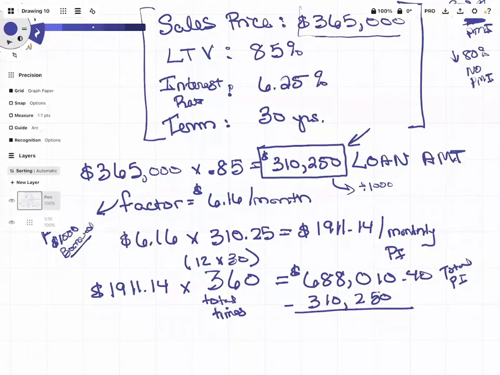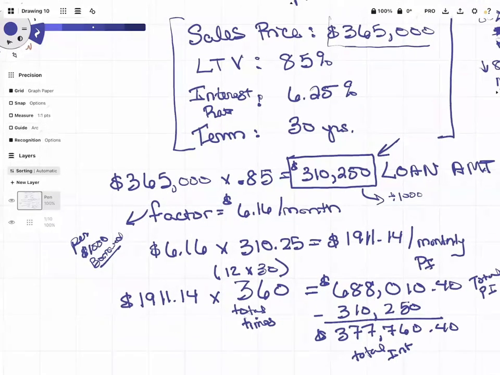So what do we end up paying in total interest? 377,760.40. Oof. Okay, and you're on such a roll.